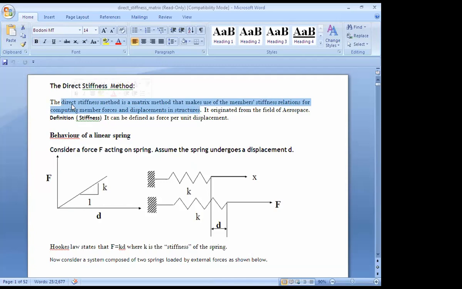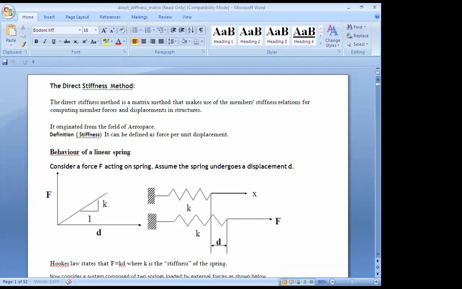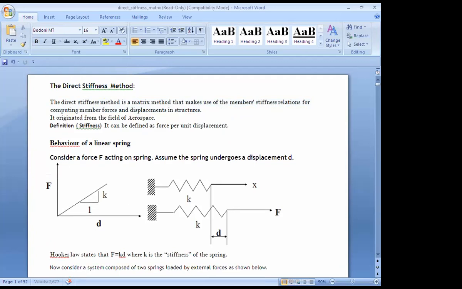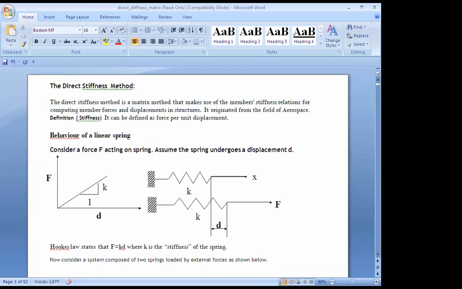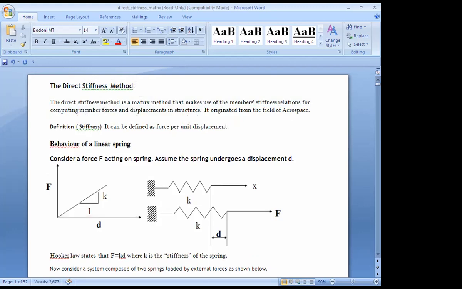Remember, I told you I will start with the direct stiffness method, and then from this method, I'll move to what we call the finite element method. In fact, this method gave rise to the finite element method, and we shall see why. So it originated from the field of aerospace, but I will ignore the history behind this method. I'll move straight to the definition of what we call stiffness.